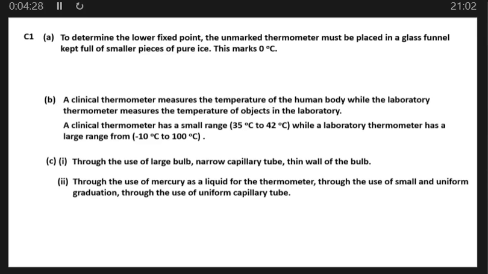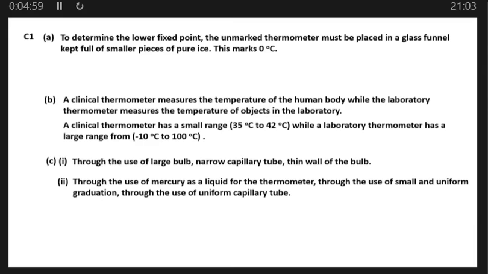All right, and these markings must be uniform so that whatever change it makes in going up and coming down for a specific temperature, that change must be uniform and must be able to be captured. And then we said through the use of a uniform capillary tube, and the capillary tube must be uniform to allow equal volume of liquid movement at any given point in time.